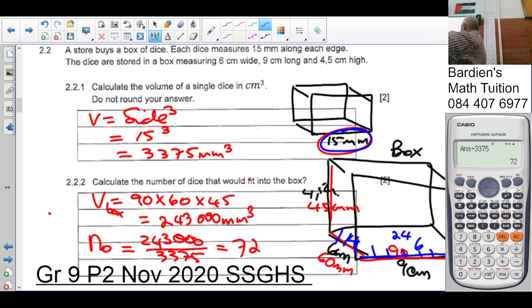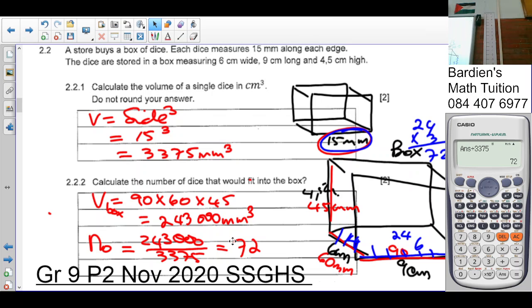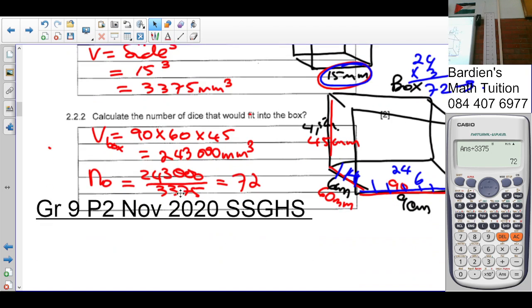Then the die is 15 centimeters high. So how many 15 centimeters are there in 45? 3. So it's going to be 24 times 3, which is 72. Both ways you would get the same answer. Okay. So there's no reason to get the sum wrong.